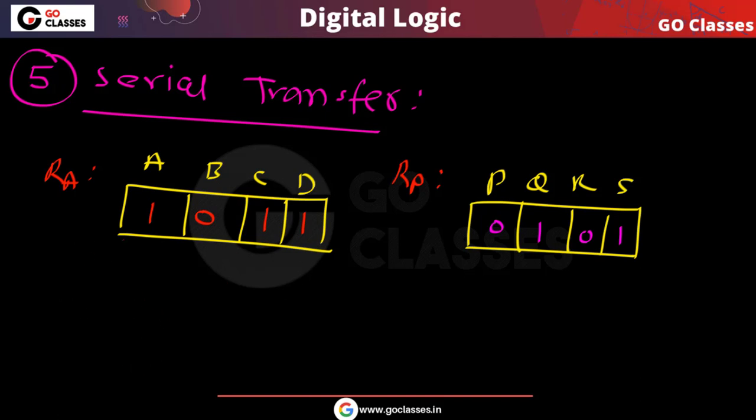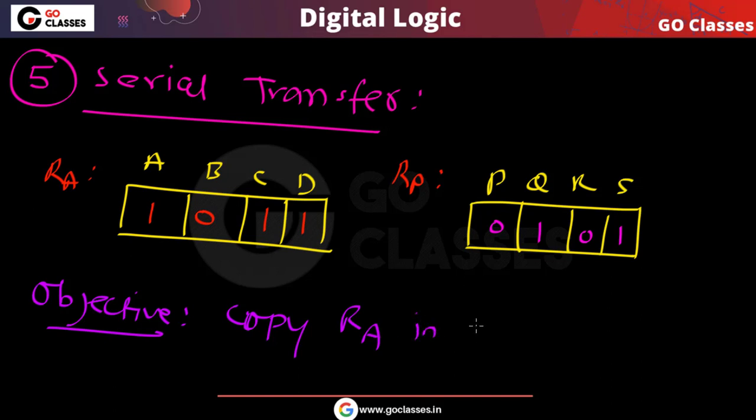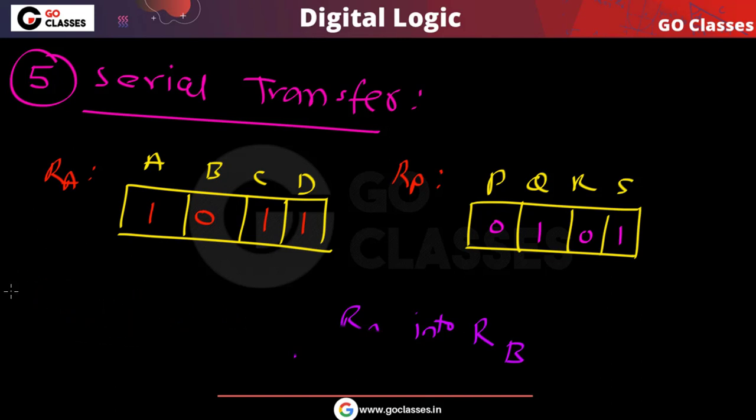The answer is very simple: serial transfer. What is our objective? Let me write it here. Our objective is to copy RA into RB. This is our target. Now how to do that? If you want to do this, you can use a right shift register. Let us assume this is also a right shift register.